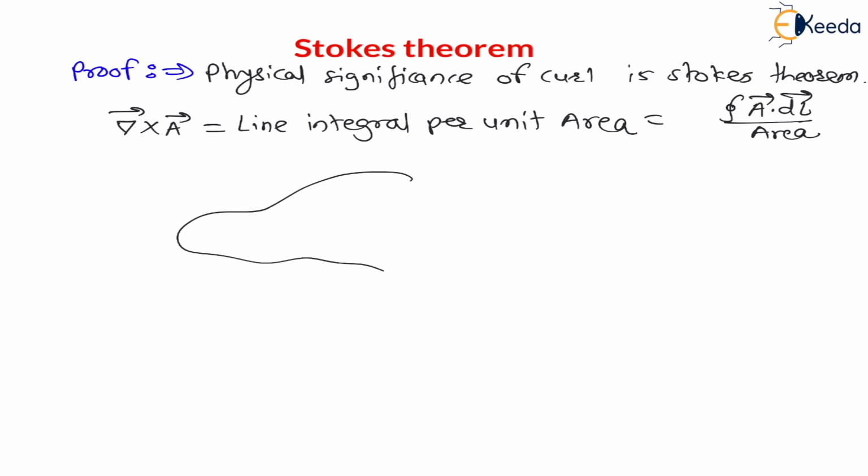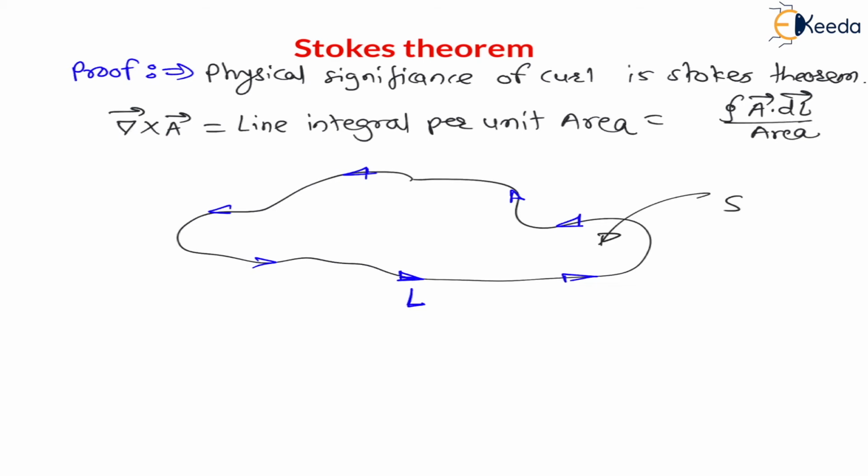Now my dear students, let us consider any open surface randomly. Let us say this is my open surface. For this open surface, it has a closed path L. I am assuming the path in the anti-clockwise direction like this. This is L, and this is an open surface.